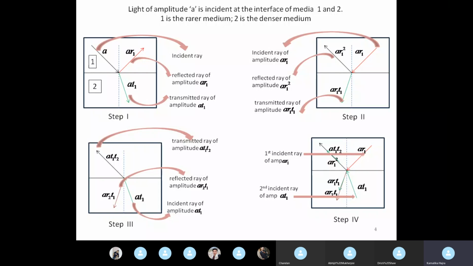Okay? So when they are coming in simultaneously, what do we get? We get one ray in medium 1 of total intensity AR1 squared due to this and AT1 T2 due to this. All right. And a second ray in medium 2 with total intensity AR1 T1 due to this and AR2 T1 due to this. Clear?